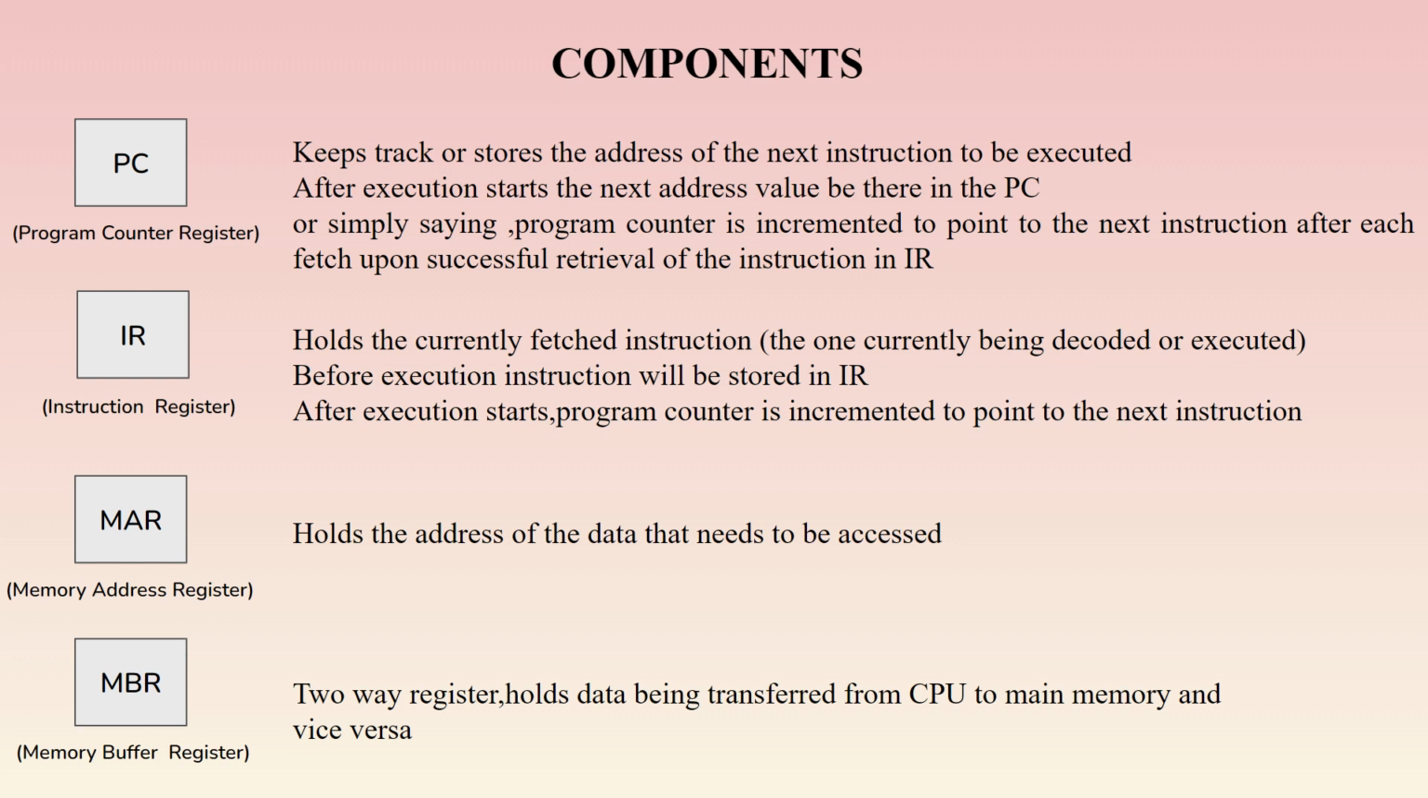Now IR, which stands for instruction register, holds the currently fetched instruction, the one currently being decoded or executed. Before execution, the instruction will be stored in IR. After execution starts, the program counter is incremented to point to the next instruction. Next one is MAR, which is the memory address register, which holds the address of data that needs to be accessed. And the last one is MBR, the Memory Buffer Register, a two-way register that holds data being transferred from CPU to main memory and vice versa.